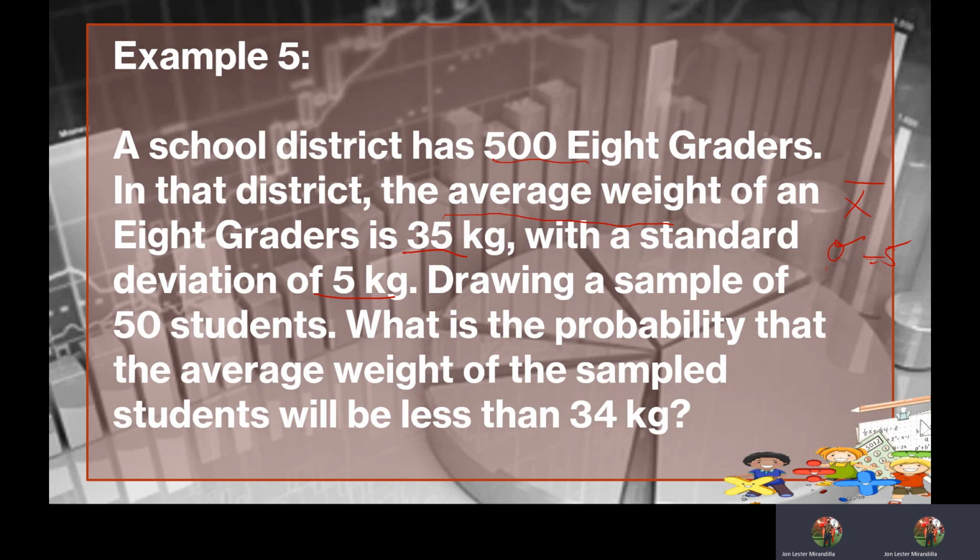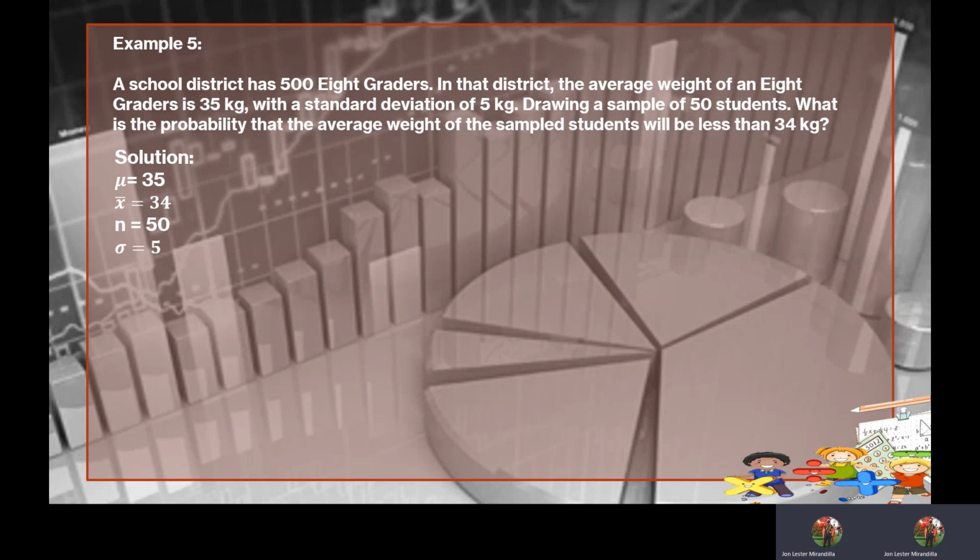Then, drawing a sample of 50 students, this will be our n, which is 50 students. What is the probability that the average weight of the sampled students will be less than 34 kg? Let's proceed. These are the givens we got earlier.